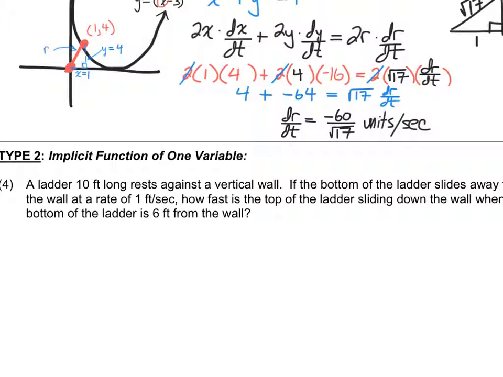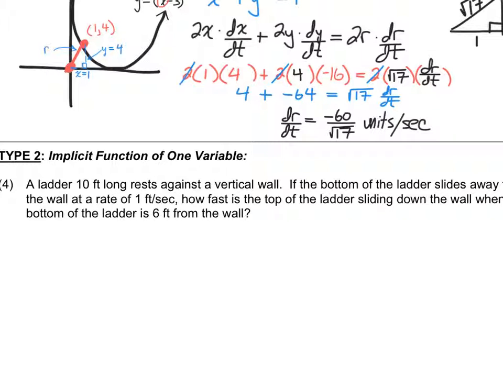Classic ladder against a wall problem, you do it in every math class. If the bottom of the ladder slides away, this is the little twist on this problem, from the wall at a rate of 1 foot per second, how fast is the top of the ladder sliding down the wall when the bottom of the ladder is 6 feet from the wall? Right, so a diagram, I think, in this case makes sense.